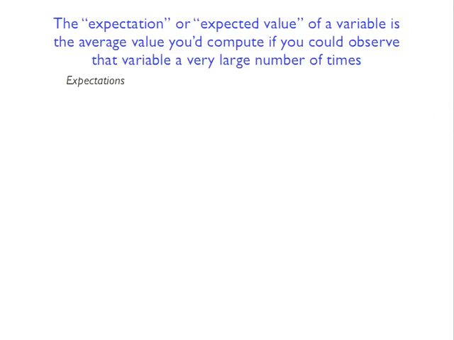The expectation, sometimes called the expected value of a variable, is the average value that you would compute if you could observe that variable a very large number of times. Often we'll hypothesize a case in which you had an infinitely large sample, and if you could take the mean of the variable of interest within an infinitely large sample, then that would give you the expectation of that variable.